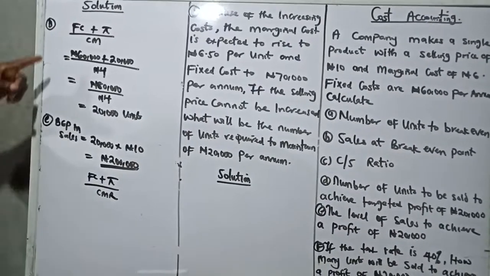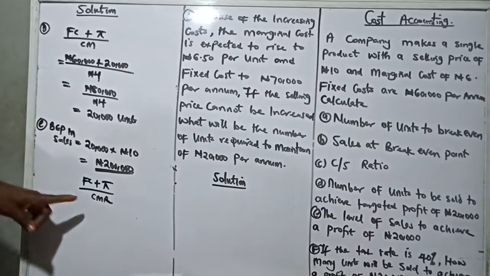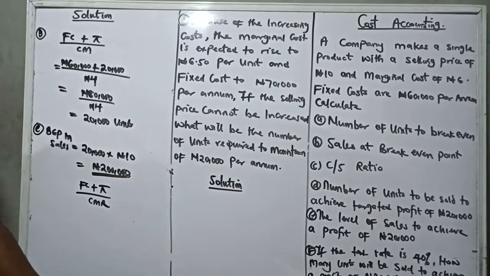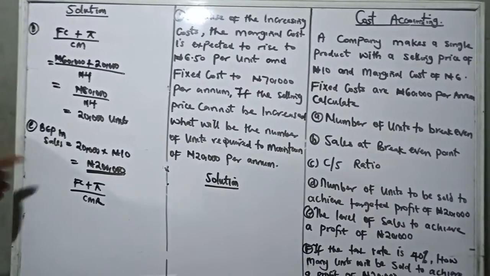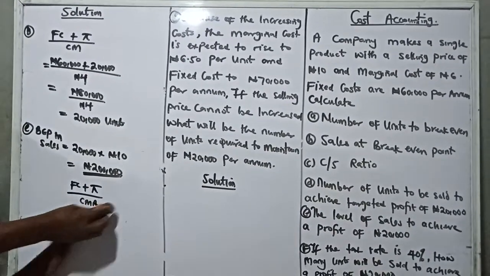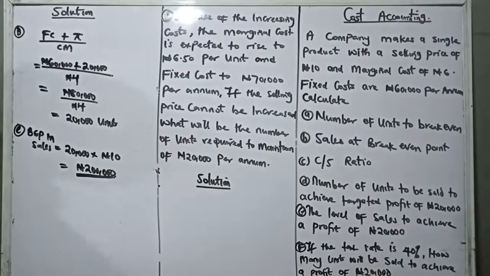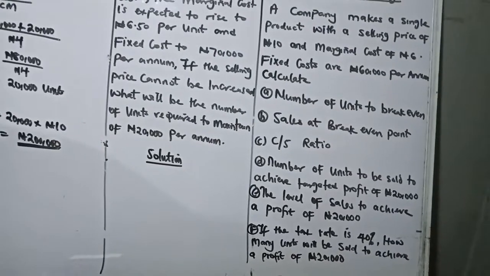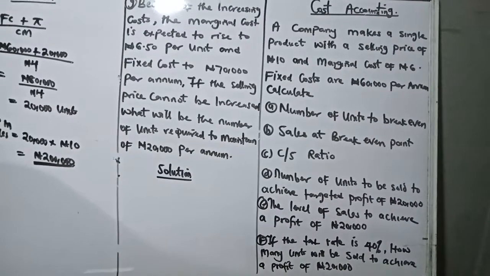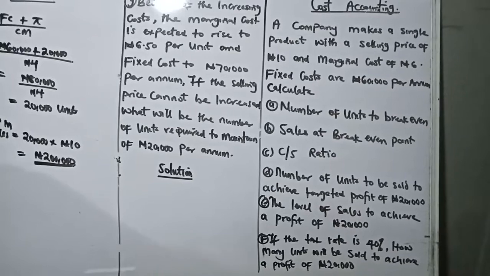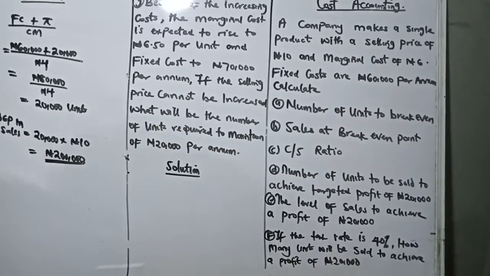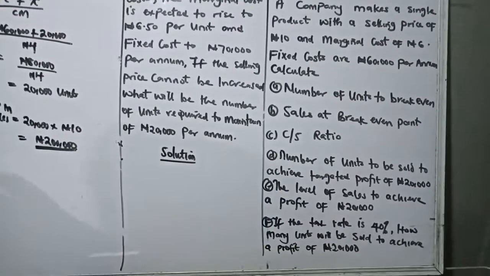So my fixed cost is 60 plus 20 divided by 0.4. So that will give me 80,000 divided by 0.4. You can see I will get 200,000 naira. So nobody will penalize you. You can do it this way. So the next one: if the tax rate is 40%, how many units will be sold to achieve a profit of 20,000 naira? So that is our F now.